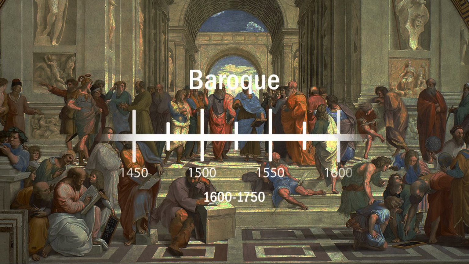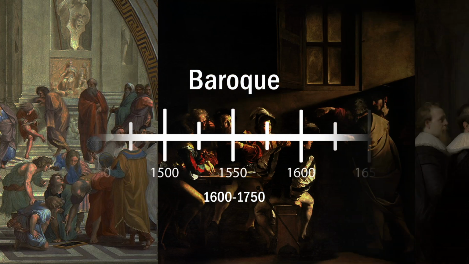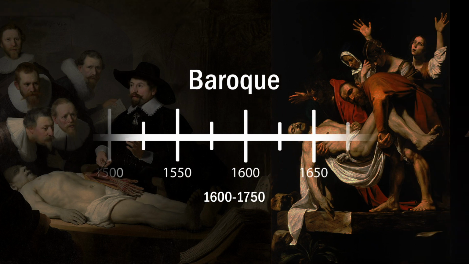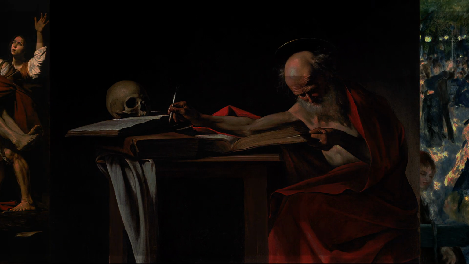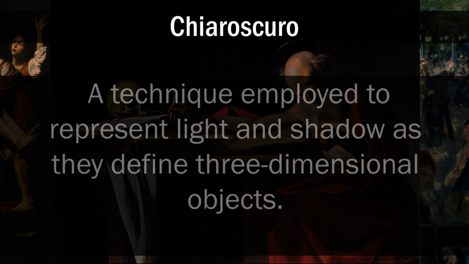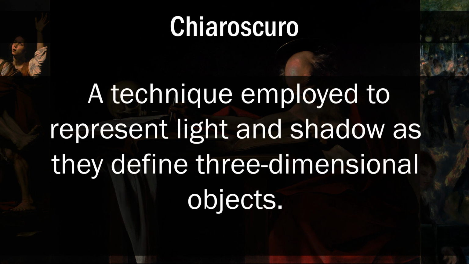In the Baroque era, artists continued to strive for a sense of realism in their artworks. This time they focused on the concepts of light and dark, and developed chiaroscuro, a technique employed to represent light and shadow as they define three-dimensional objects.